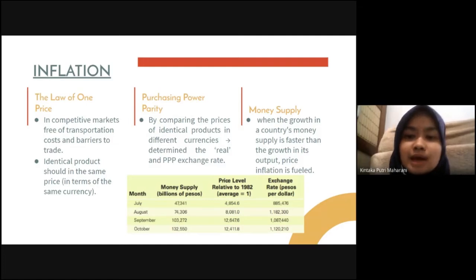But the other impact is that the demand for coffee in the US will increase, and then that will increase the price of coffee too.